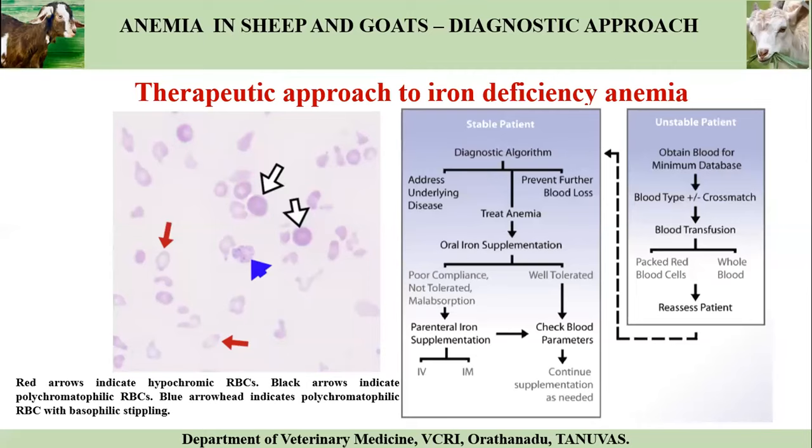These red arrows indicate, as I already mentioned, the microcytic hypochromic anemia that will be there in iron deficiency. So the red arrows indicate the hypochromic RBCs, the black arrow indicates the polychromatophilic RBCs, and the blue arrowhead indicates a polychromatophilic RBC with basophilic stippling.